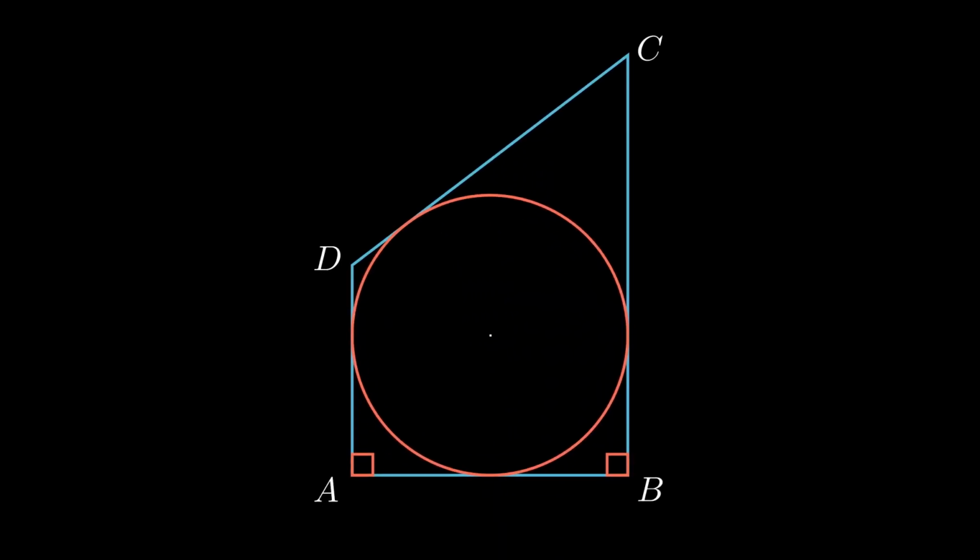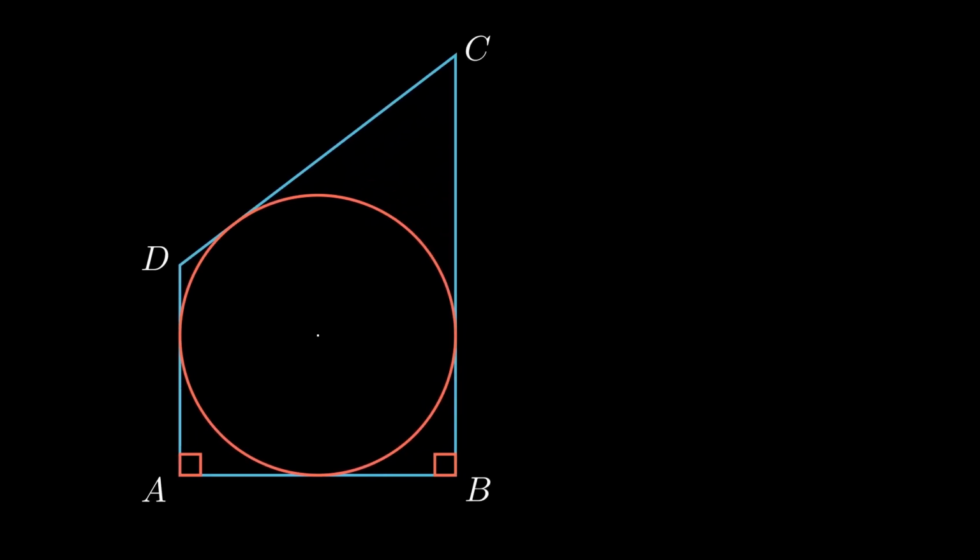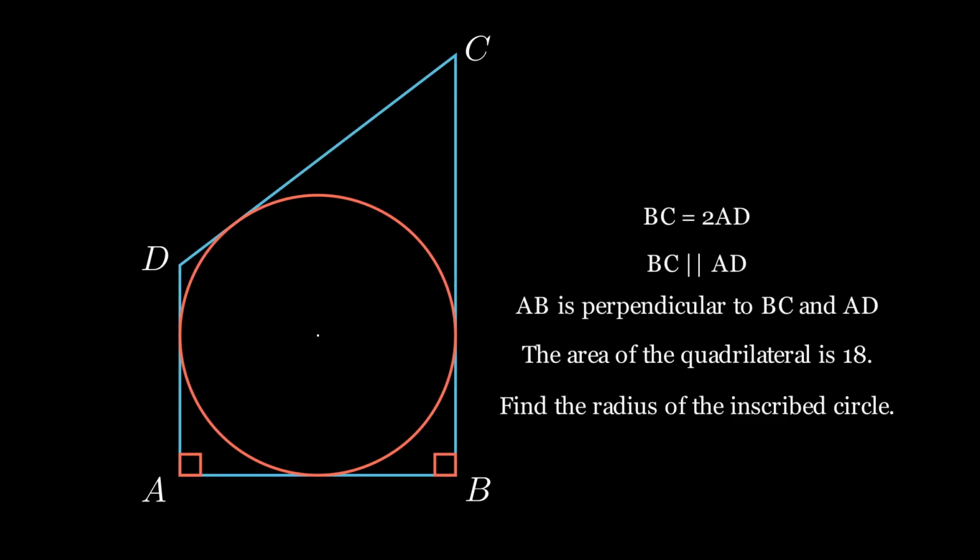Hello everybody. Here's a nice and challenging geometry problem which can be solved using just elementary geometry. The problem states that number 1, a quadrilateral ABCD has its side BC equal to twice of AD. Number 2, BC is parallel to AD.